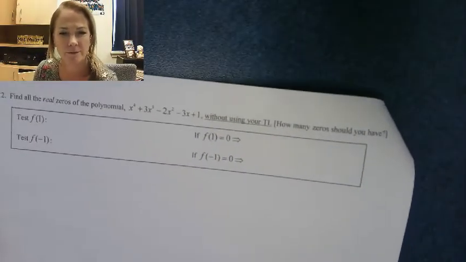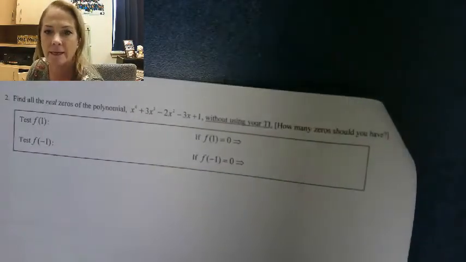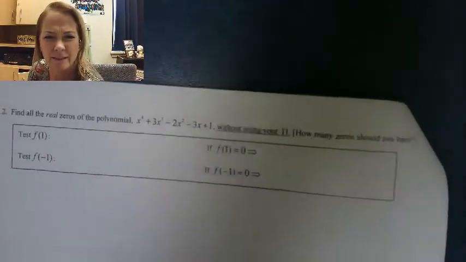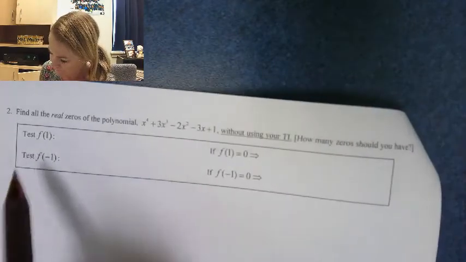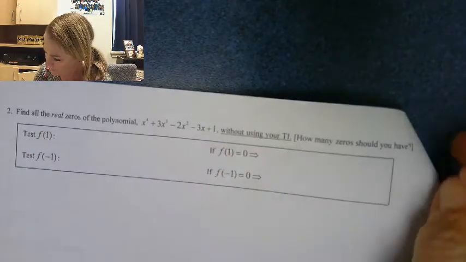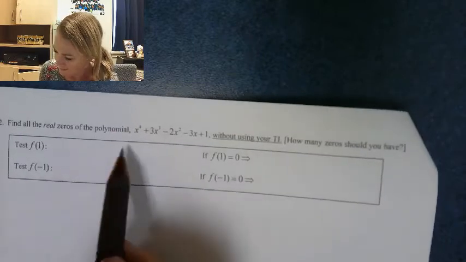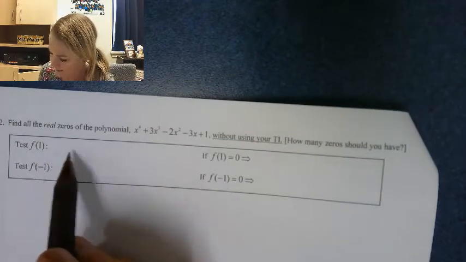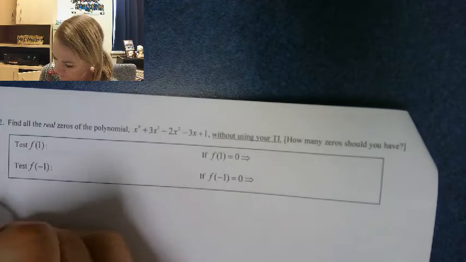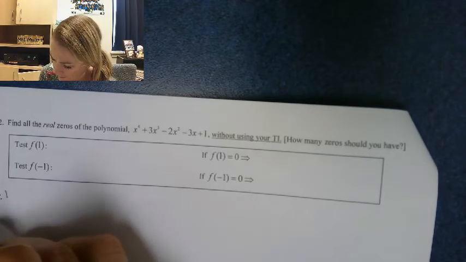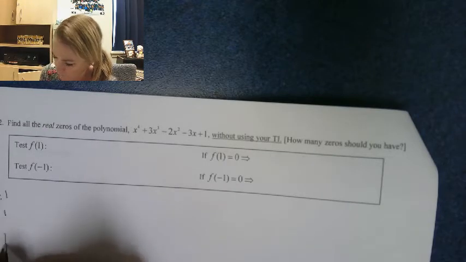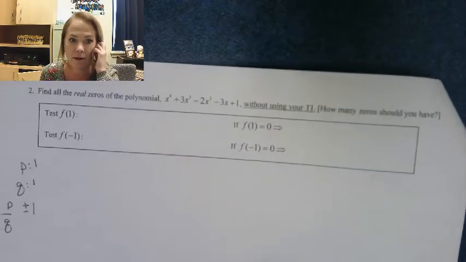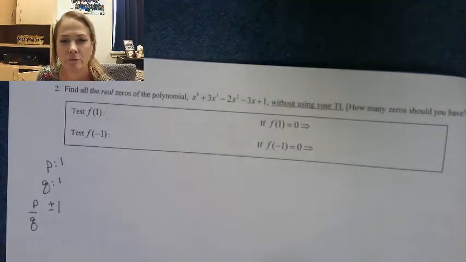One more problem. Find the real zeros of the polynomial without using your TI. How many zeros should we have? Well, could be 4 real zeros. It could be 4. So let's see how that looks. All right. So we're going to test this P over Q here. P here is 1 and Q here is 1. So my P over Q list here is pretty easy. Plus or minus 1. So it says to test 1, and it says to test -1.